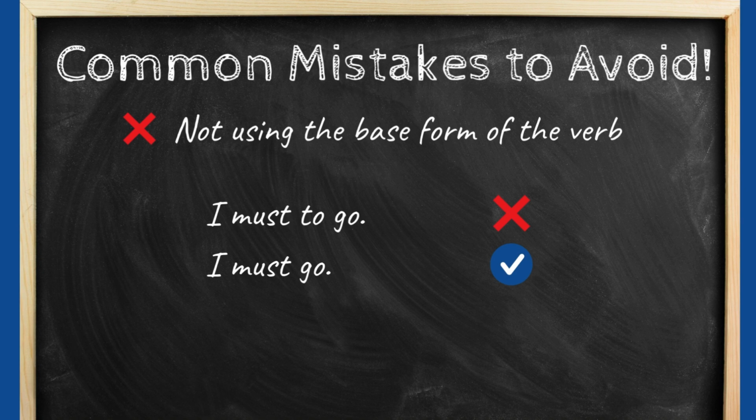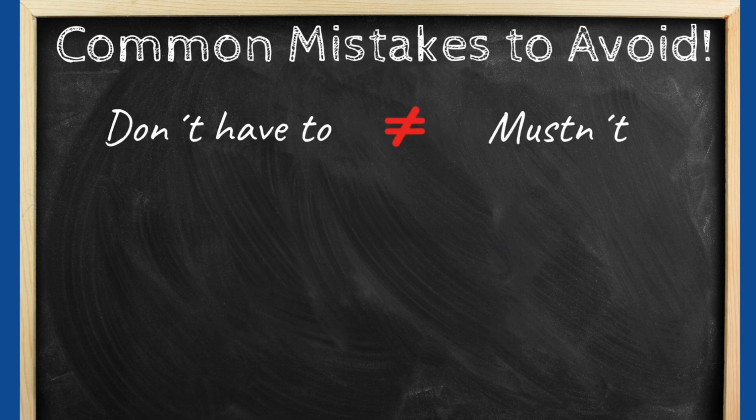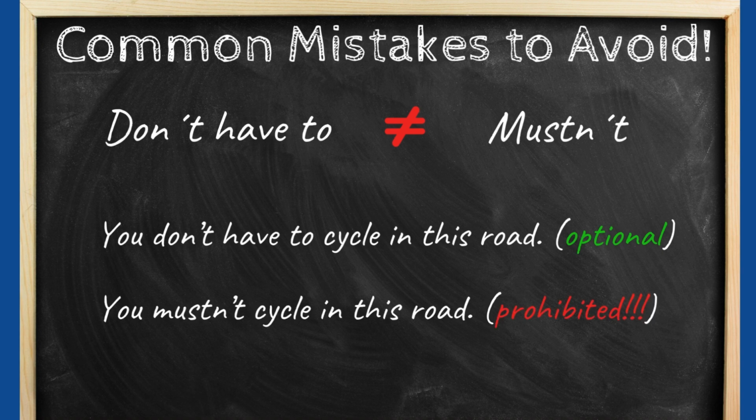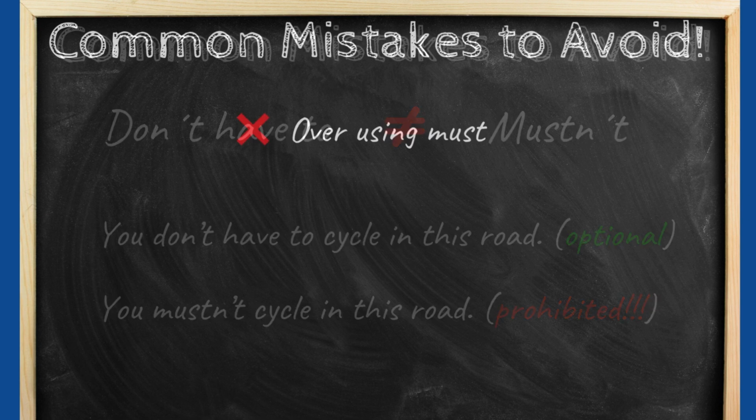However, notice have to is the complete modal verb and is followed by the base form of the verb: I have to go. Confusing don't have to with mustn't. You don't have to cycle in this road sounds like it's optional, whereas you mustn't cycle in this road means it's prohibited, so watch out for these two completely different meanings.